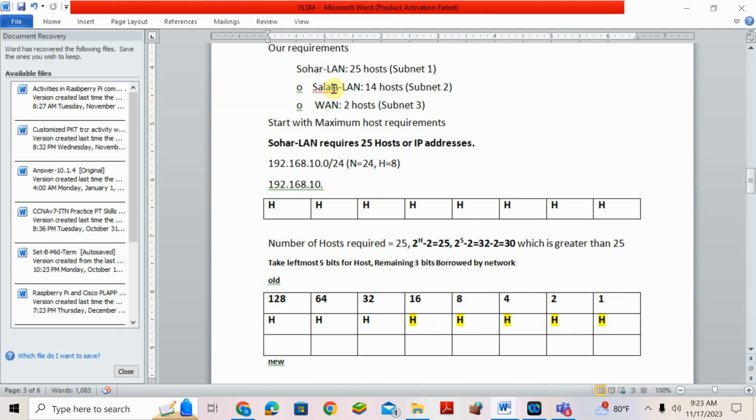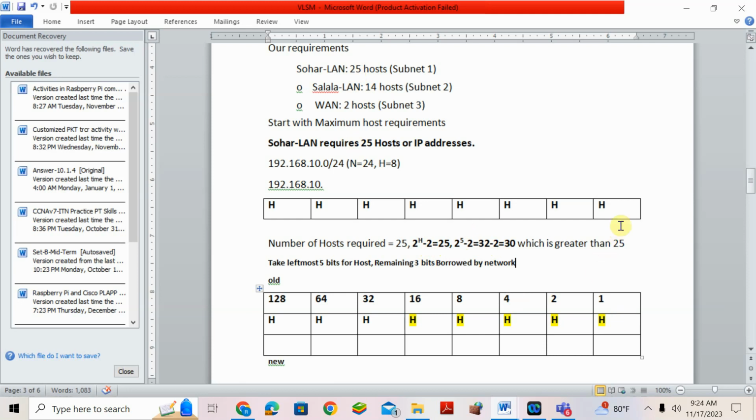Because I need how many IP addresses? How many host addresses? 25. The formula is 2 power H minus 2 equal 25. So only 2 power 5 will satisfy your requirement. So 2 power 5 minus 2, 32 minus 2, 30. I will take H equal to 5.